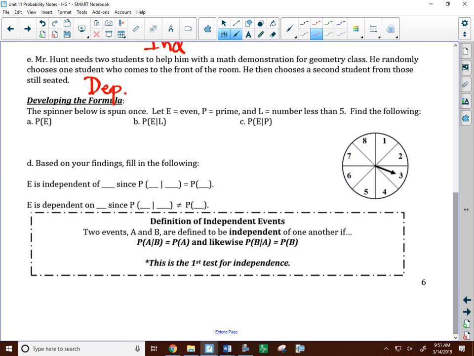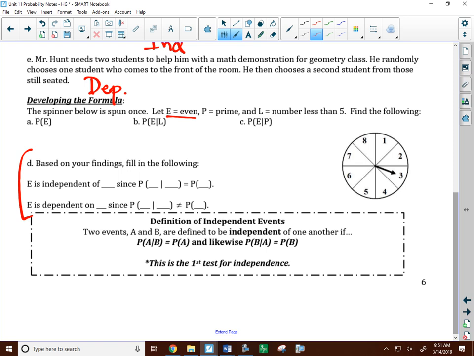All right, so to finish up today, let me show you, there are actually 2 formulas we can use for independence. And I'm going to use this spinner and some probabilities to show you what it is. So the spinner below is spun once. I'm going to let E be getting an even number, P is a prime number, and L is a number less than 5. Let's find the following, and then we'll put them together to come up with the formula.